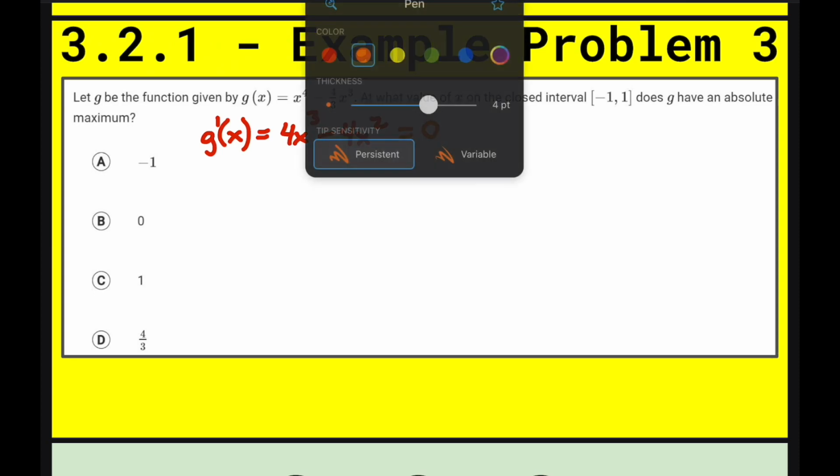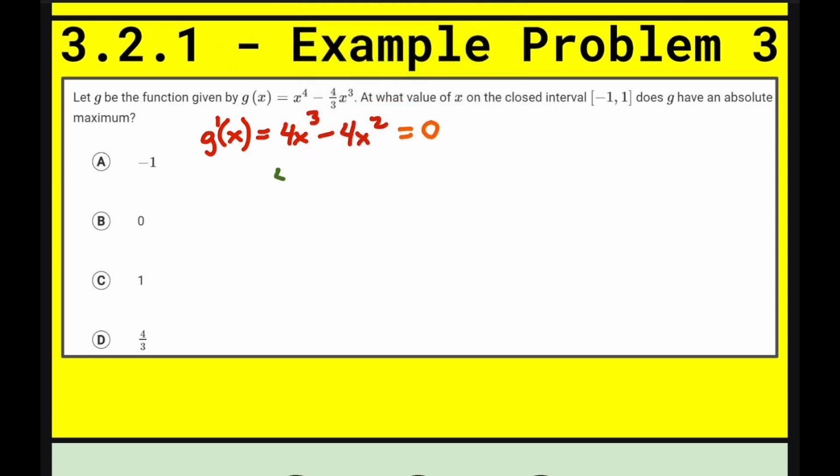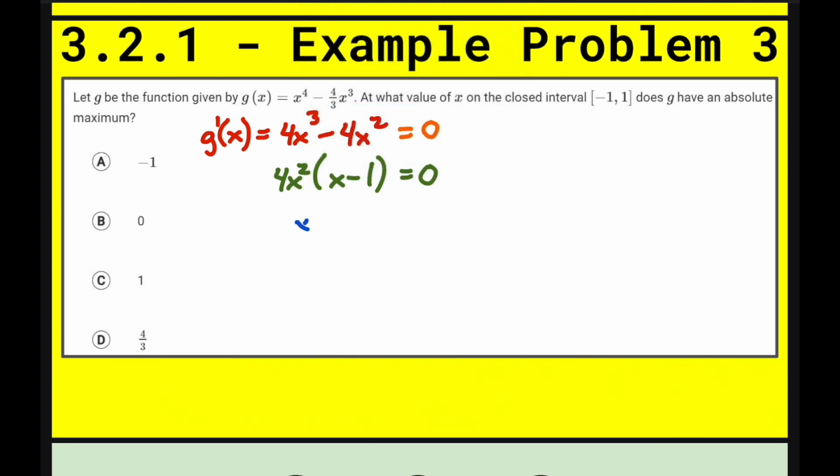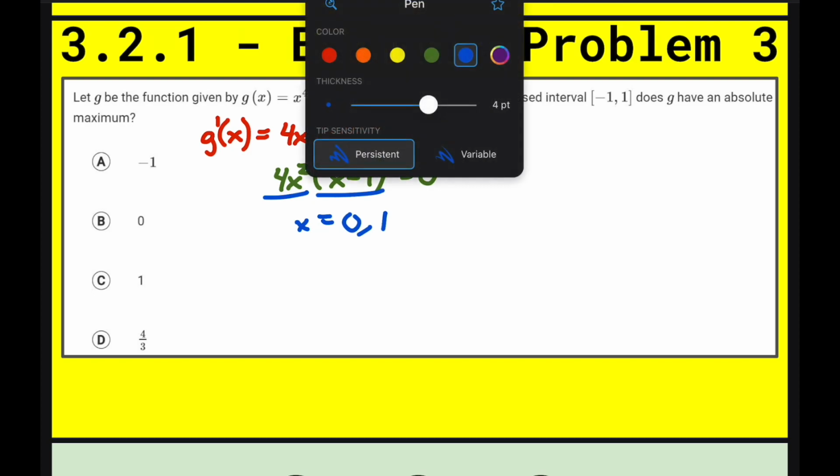We need to solve this using some old-fashioned algebra. I'm going to factor out a 4x squared, and you have x minus 1 here equal to 0. The critical numbers then are where this is equal to 0, so that's just 0, and where this is equal to 0, so 1. So we have two critical numbers, 0 and 1, and we're going to make a critical number line.